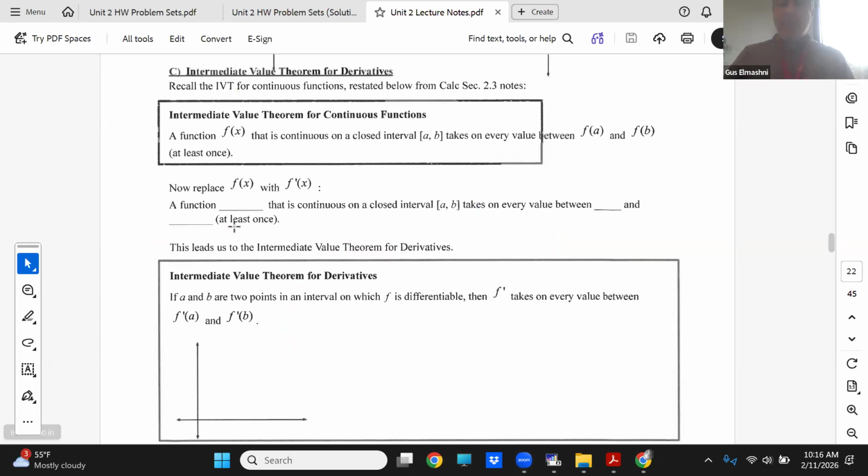If a function f(x) is continuous on a closed interval, it takes on every value between f(a) and f(b) at least once, right? So now replace f(x) with f'(x). So a function f'(x) that is continuous on a closed interval takes on every value between f'(a) and f'(b).